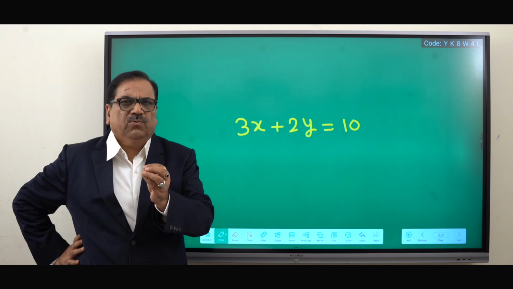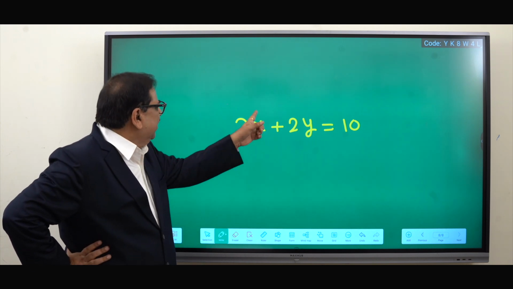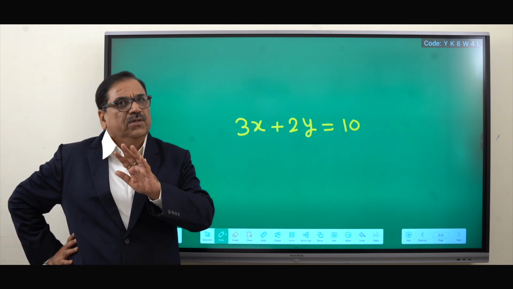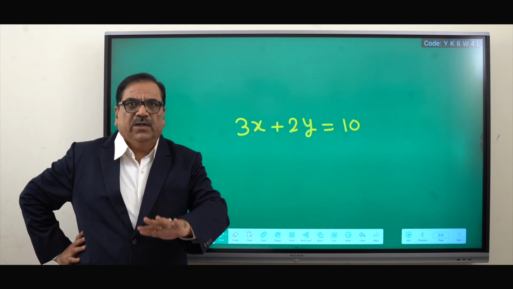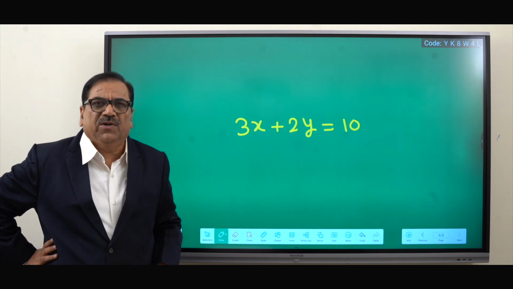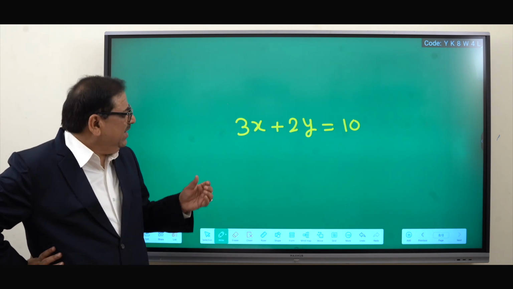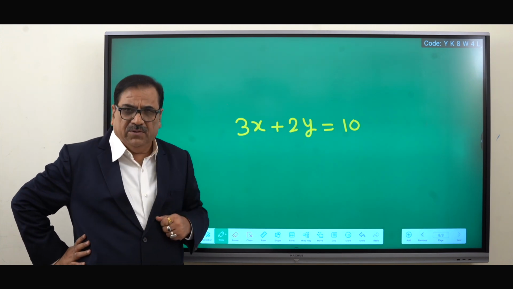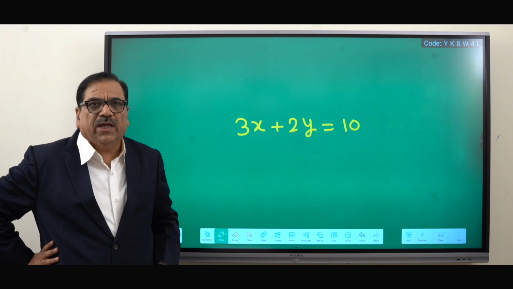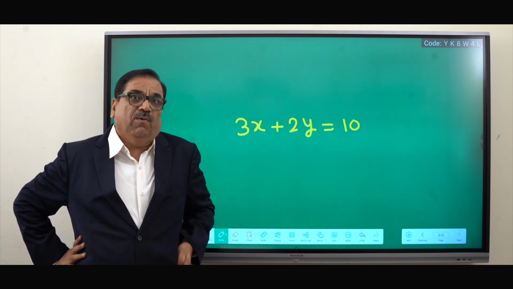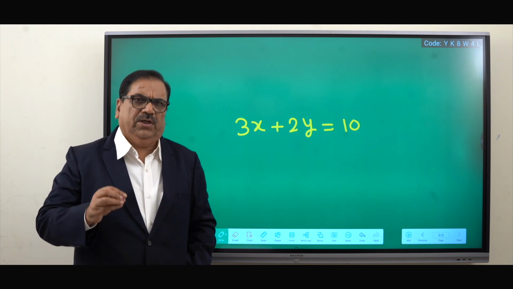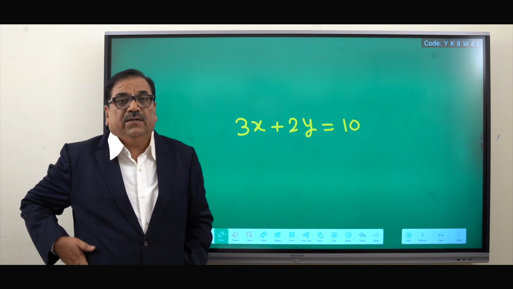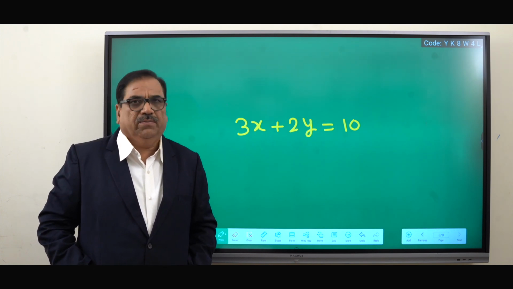For example, x raised to 1 is here. When there is nothing, it means x raised to 1. But when it is x raised to 2, x raised to 3, then the form of the equation changes. Here, 3x plus 2y is equal to 10, two unknowns, x and y. But if unknowns have some additional power, x raised to 2, 3, 4, 5, y raised to 3, y raised to 2, then the form of the equation is different.